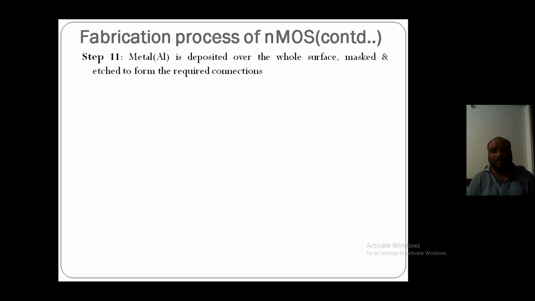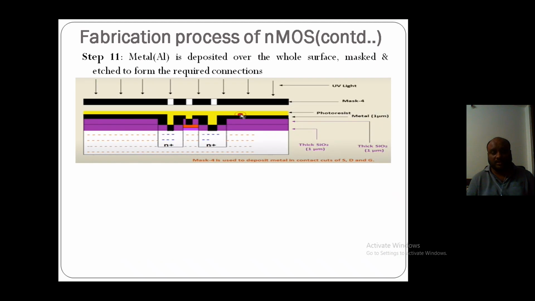Then followed by step 11, metallization. That is, a metal, typically aluminium, is deposited over the whole surface, masked and etched to form the required connections. A connection to the external world can be made only through metal contacts.